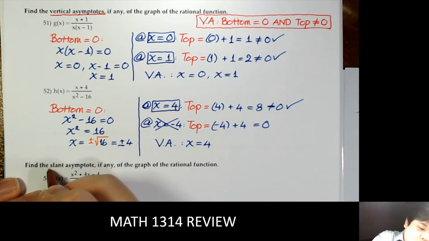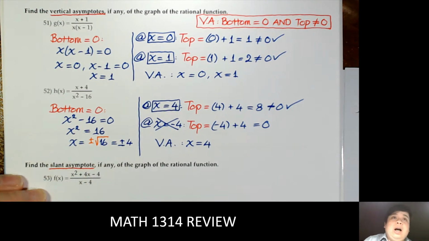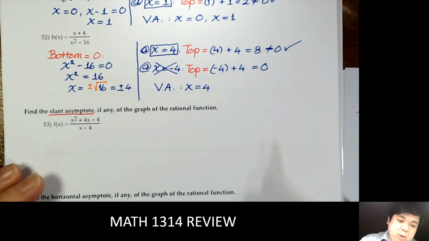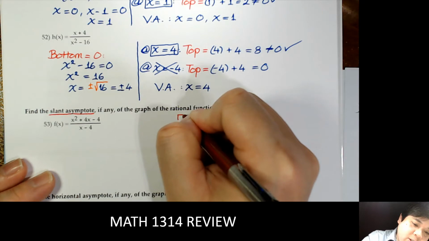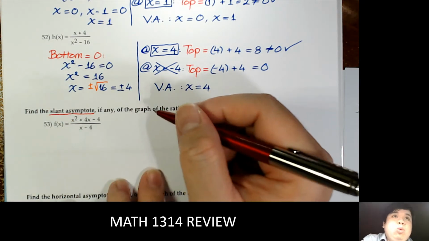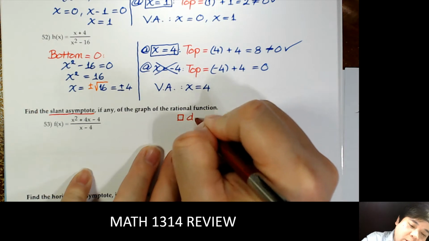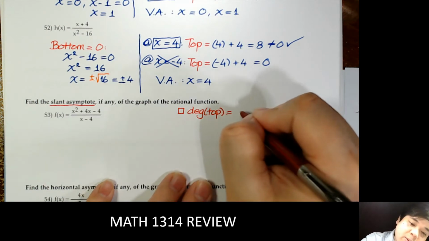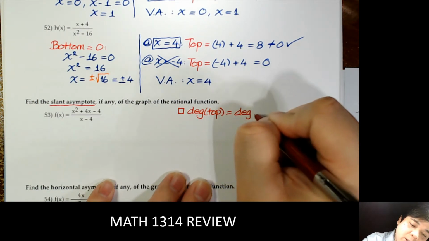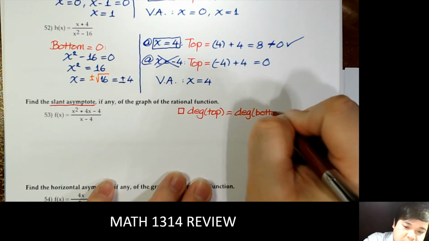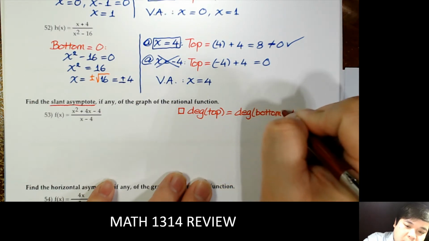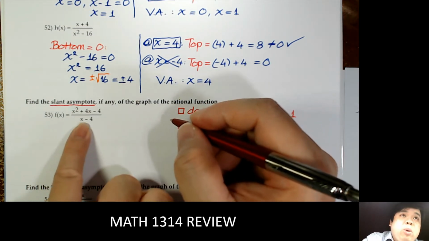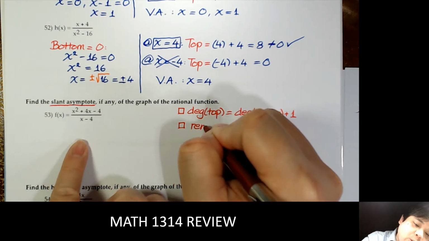Next we have the slant asymptote. For the slant asymptote, we will divide the top, the numerator, by the denominator. Pretty much we need to have these two things. First, the degree on top should be one more than the bottom. So degree on the top equals the degree at the bottom plus 1. And we require when we divide them, the remainder is not equal to 0.